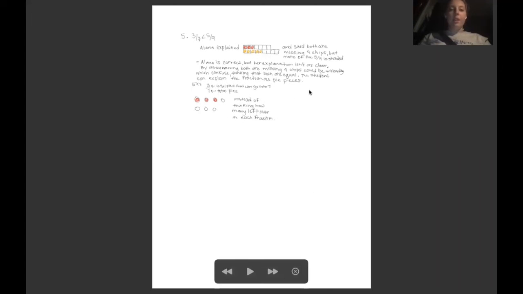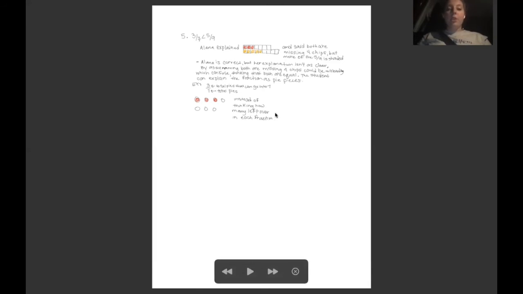Okay, and for the last problem, I chose to do the fraction example with Alana. So it says Alana is trying to explain why 3/7 is less than 5/9 to another student. More specifically, she says, so the top diagram shows 3/7 and the bottom diagram shows 5/9. They're both missing 4 pieces, right? But more of the 5/9 is shaded than in the 3/7. So that's how we know that 3/7 is less than 5/9.